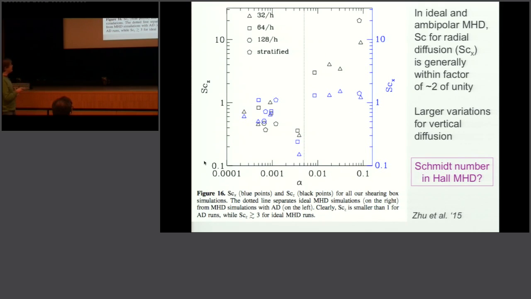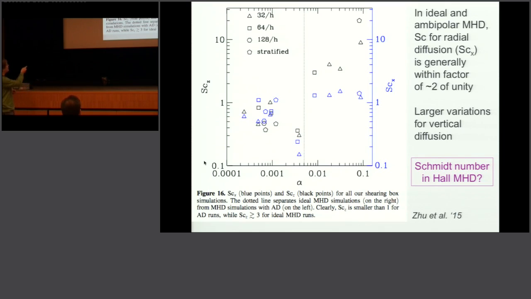So here are some results for MHD turbulence in disks. This is work by Zhaohuan Zhu and collaborators. And here's a bunch of different simulations that are both in ideal MHD, which we said only applied close to the star, and in ambipolar MHD, which would apply far from the star, where the density is rather small.